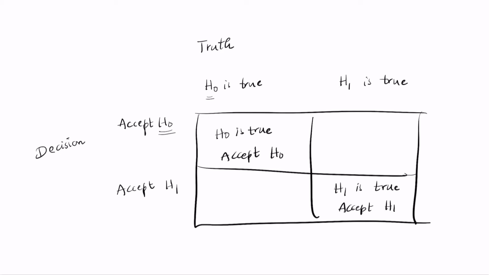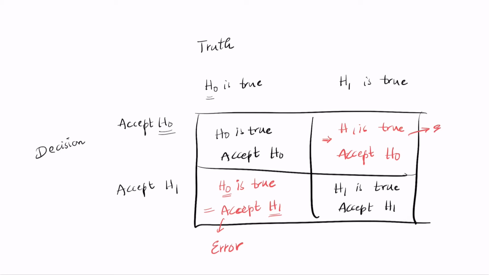Now there are two places where we can make errors. One place is here and the other is here. What's going to be at this point here? Here H0 is true, but we are accepting H1. Remember that this is a form of error because the other one is true, but we are accepting the alternative. So it means that this is an error. The other error is this one at this point, where we know that H1 is true, but we are accepting H0. So this is also an error.